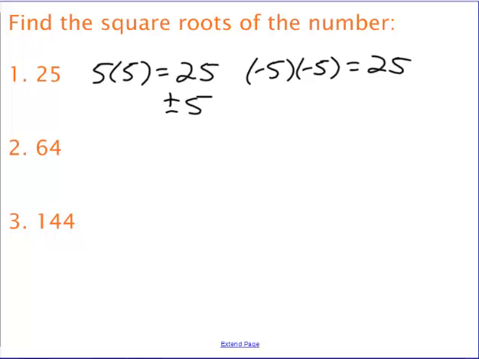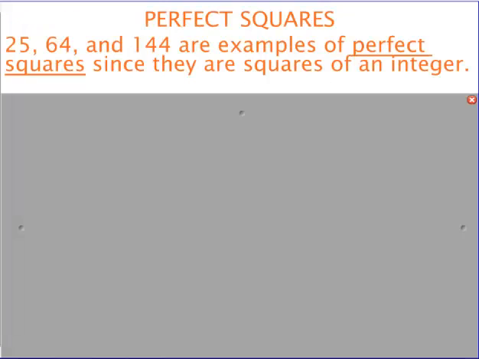You also see the square root of 64 would be plus or minus 8, and the square root of 144 would be plus or minus 12. I think that should all be pretty quickly in our background knowledge. We're talking about perfect squares there. 25, 64, and 144 are examples of perfect squares since they are squares of an integer. Because they work out nice and neat and even, we call them perfect squares.